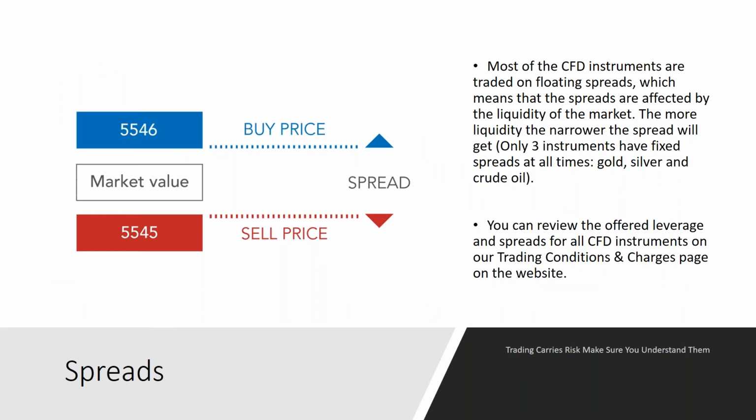CFDs are traded on what's called a spread. There's no commissions and no fees on CFD trading. The broker makes his profit and covers the expenses by the spread. That's the difference between the buy price and the sell price. Most of the CFD instruments are traded on what's called floating spreads. Different assets have different spreads based on market volatility, and the more unique or the more exotic the asset, the higher the spread is.